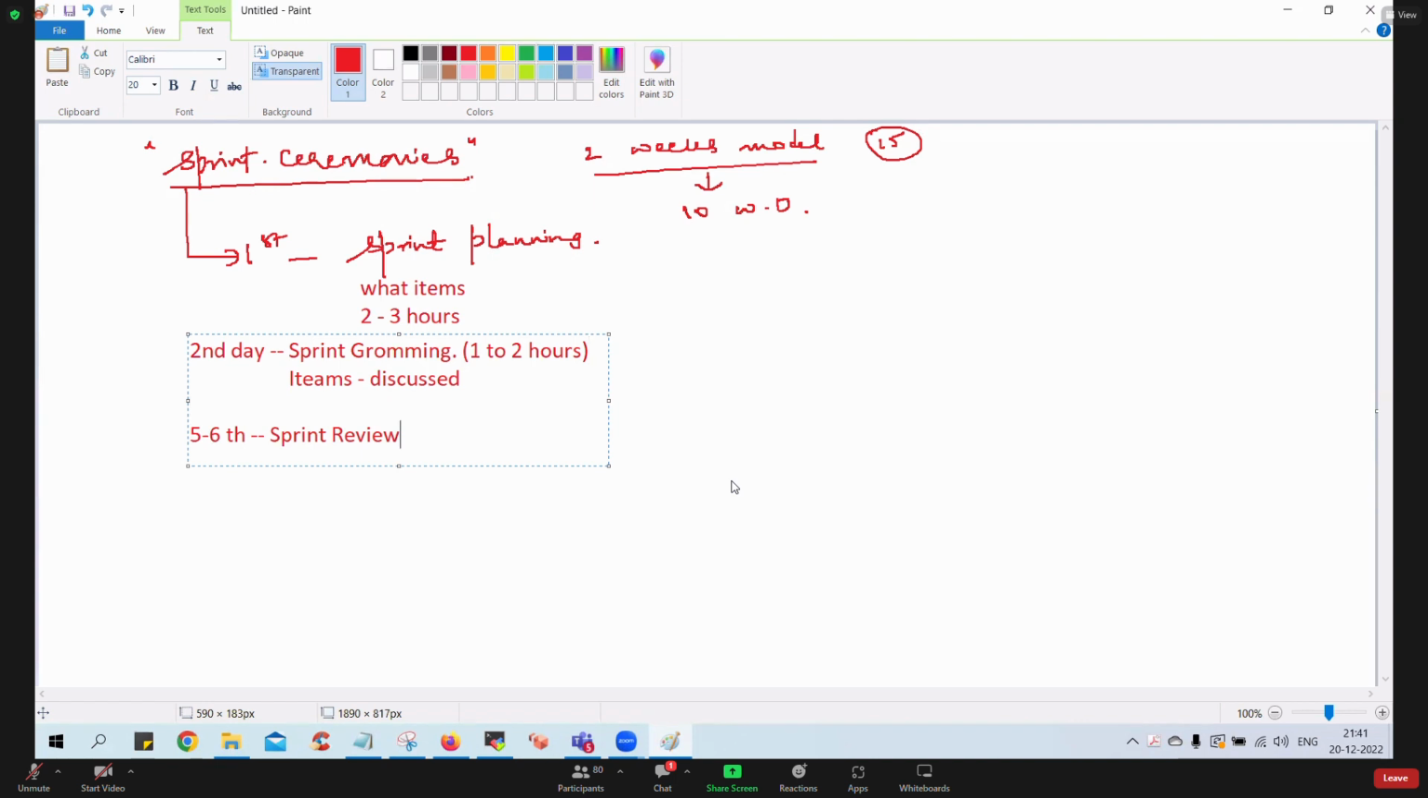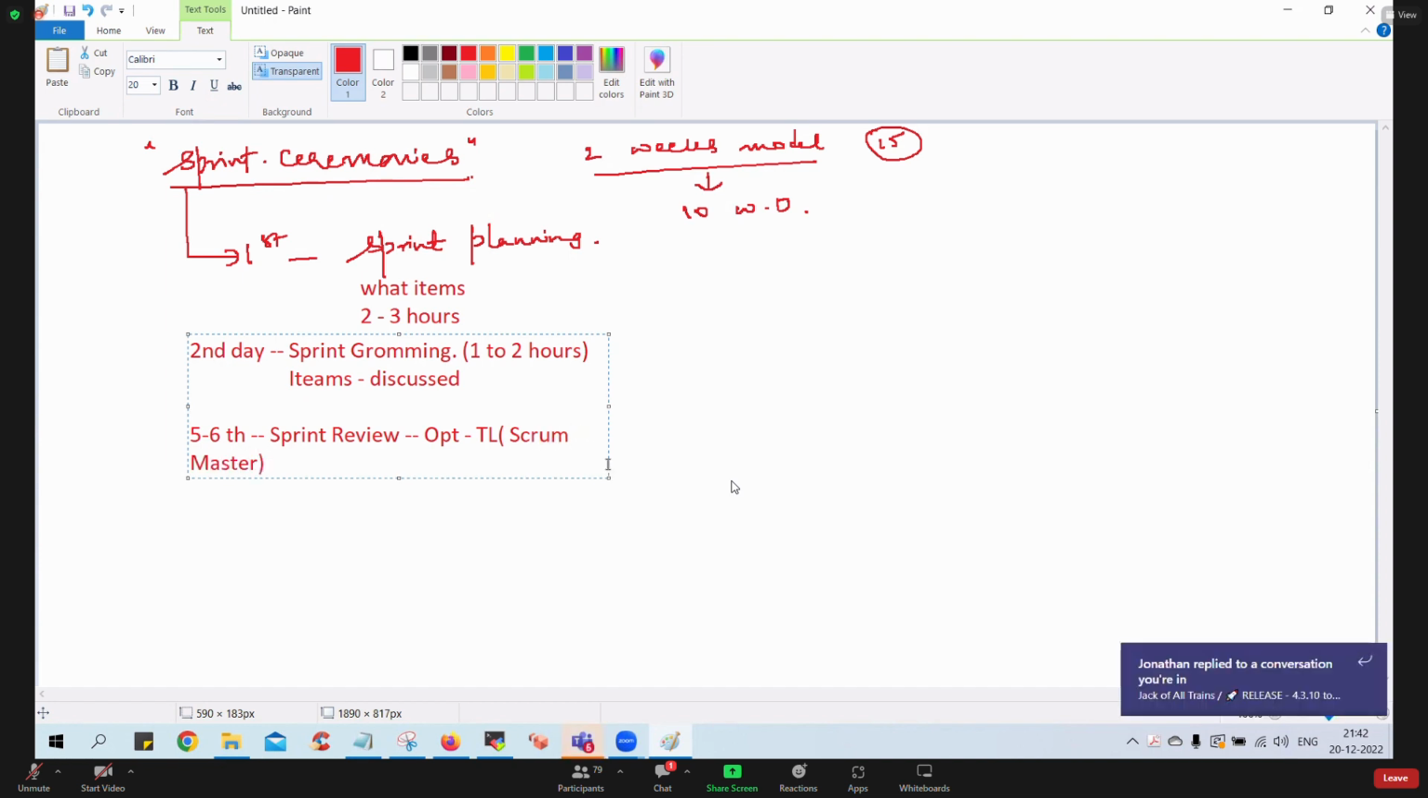And sprint review is not mandatory. This is an optional one only. It is at the discretionary power of your team lead, or the person who manages your entire iteration or sprint. That person is classified as Scrum Master. Clear? Usually we call that person the team lead only, but the technical name according to Agile is Scrum Master. Got it now?